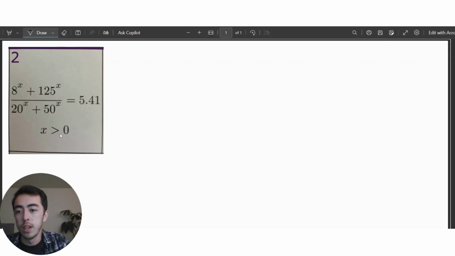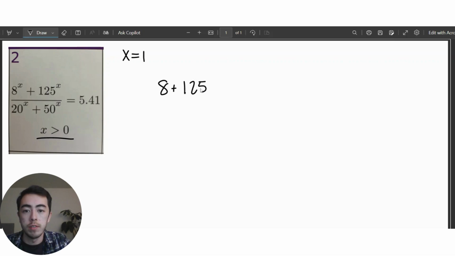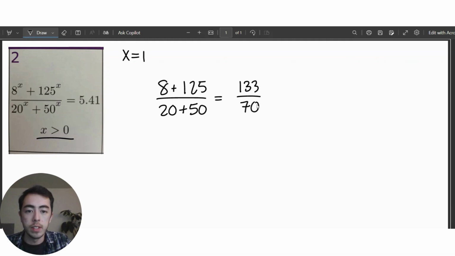So the first thing I do is, well, maybe I'll just plug in the first whole number after 0. So I'll try x equals 1. If x is 1, then I have an 8 plus 125, because anything to the power of 1 is just itself. And then a 20 plus 50 in the denominator. Adding the numerator, I get 133. And adding the denominator, I get 70. And already right now, I can kind of tell that this isn't going to get 5.41.